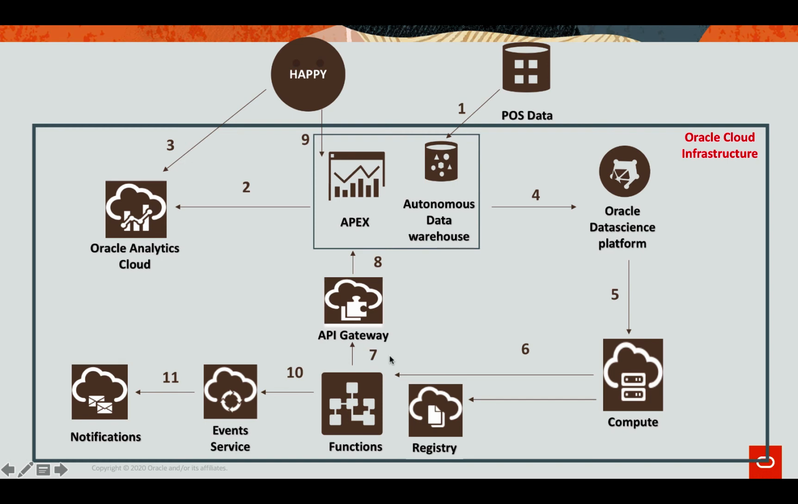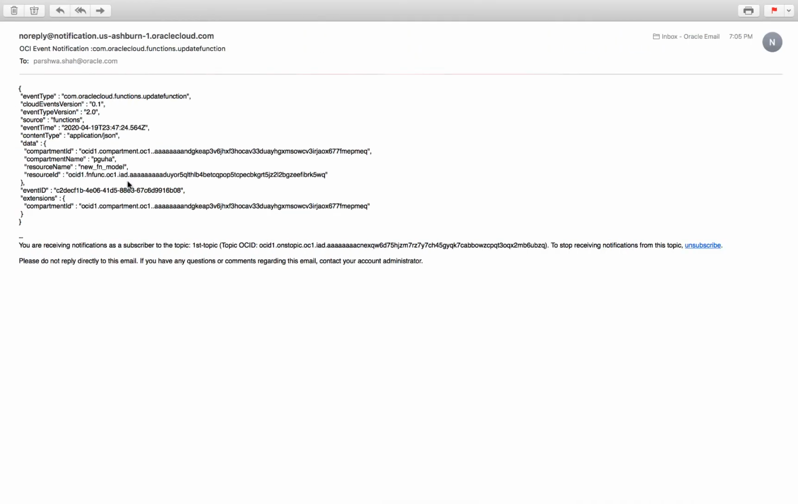Now to consume my machine learning model, I leverage API Gateway to create a REST endpoint which is finally consumed in Oracle Apex, and Happy can directly look at the report and get the predictions. Now the complete cycle gets repeated every day, and as soon as a new function is deployed, I can get notifications using events and notification service. Here is the example of a notification.